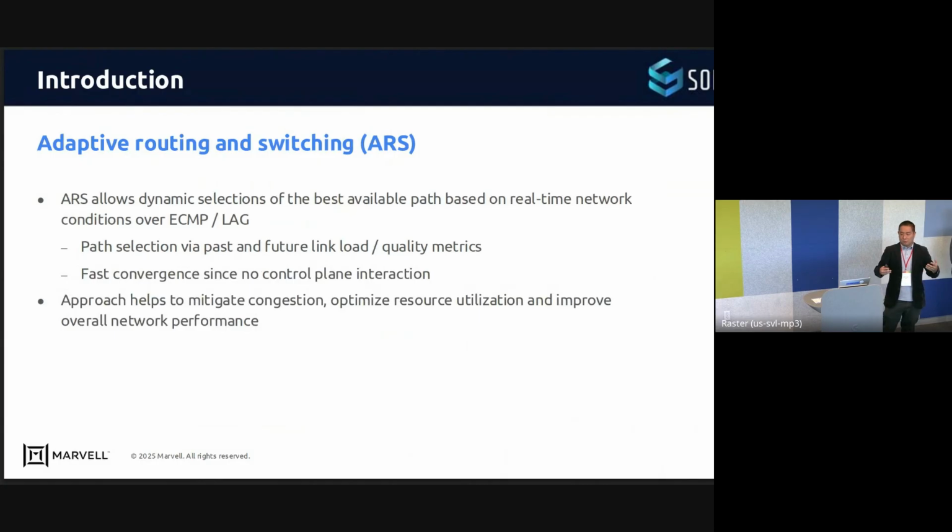So we want to make the case for adaptive routing and switching. With this methodology, you would dynamically select the best path depending on your real-time network conditions, based on past and future load and quality metrics, whether it's queue or port or so forth. The plus side of this is also the fast convergence, since there's no control plane interaction. And the approach of ARS is to mitigate congestion and optimize resource utilization, and to keep all your XPUs and GPUs humming.